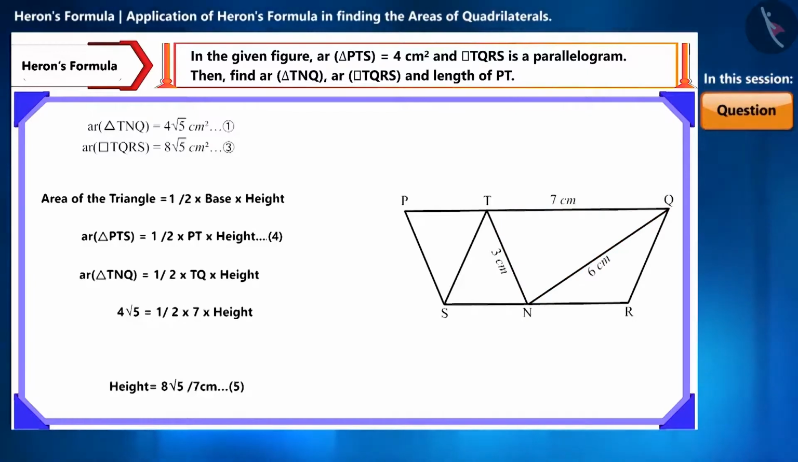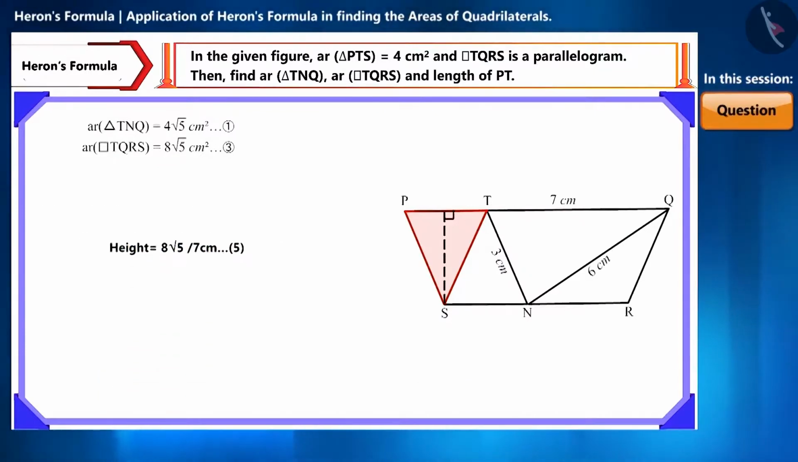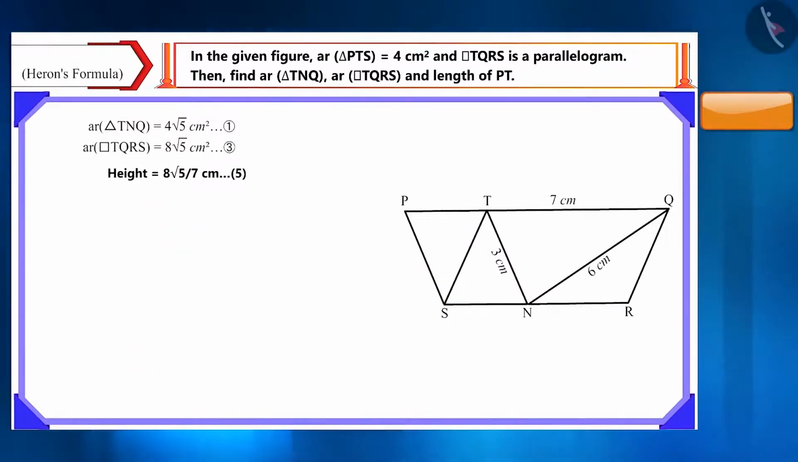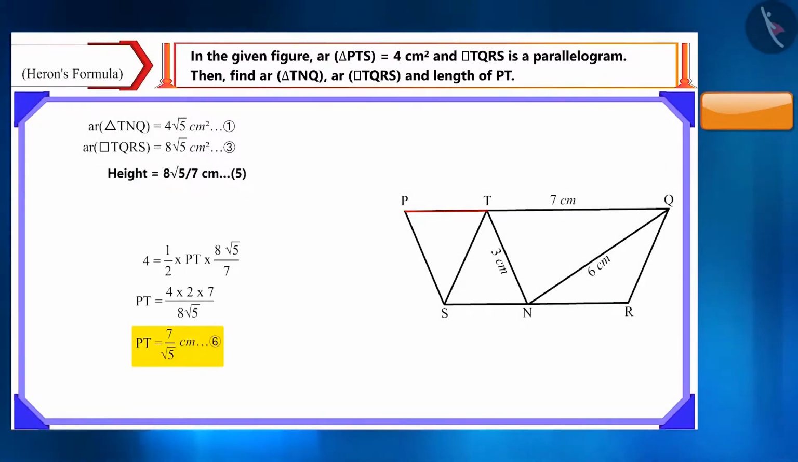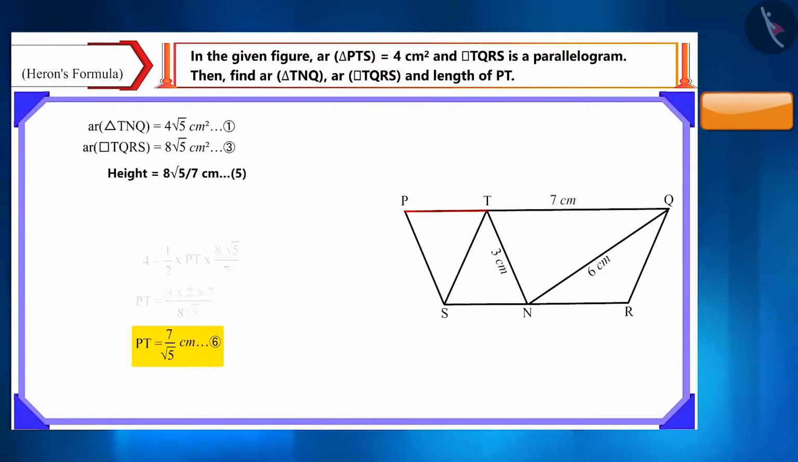Friends, both these triangles TNQ and PTS are situated between the two parallel lines PQ and SR. Therefore, the height of triangle PTS will also be 8 root 5 by 7 centimeter. Now, in this equation, we can easily find the value of PT, which is the base, by substituting the values of the area and the height. Pause the video and try. Here, we obtain the length of PT as 7 by root 5 centimeters.